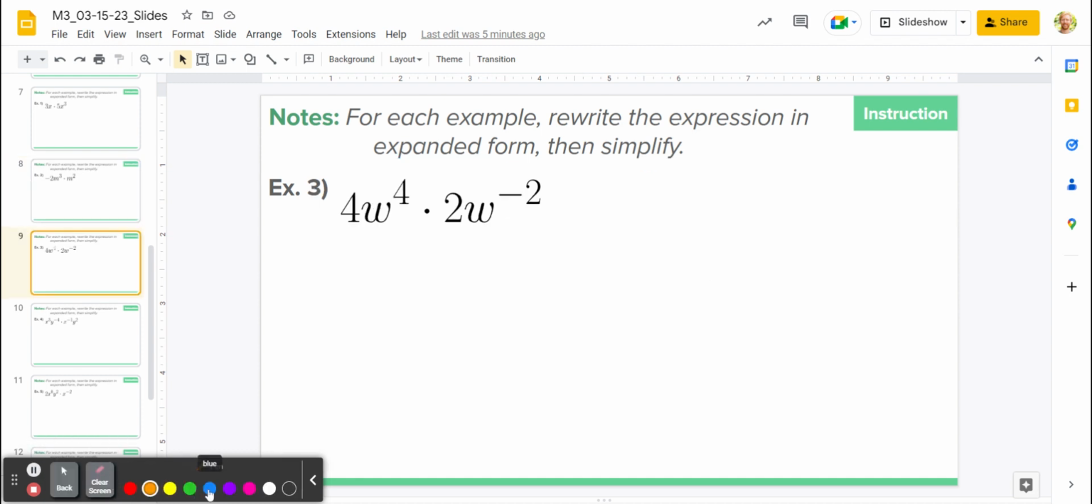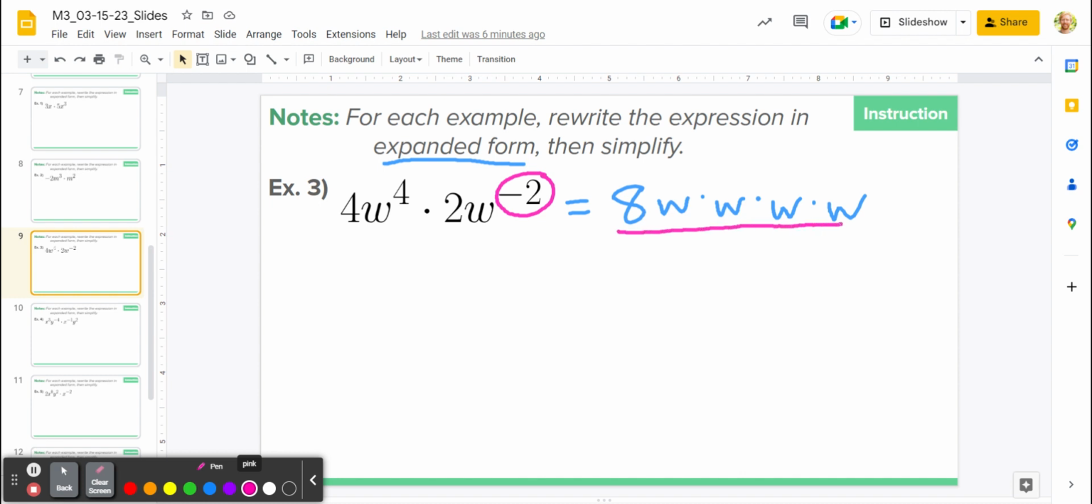All right, example 3. This one's starting to get a little trickier because now we have a negative exponent. So let's write it in expanded form first. So we have our 4 times 2 gives us 8 out in front. And then we have w times w times w times w. However, now we have this instance of an exponent with the negative 2.